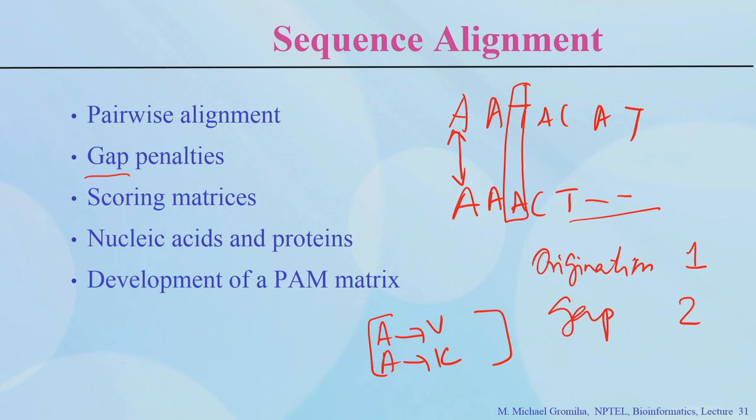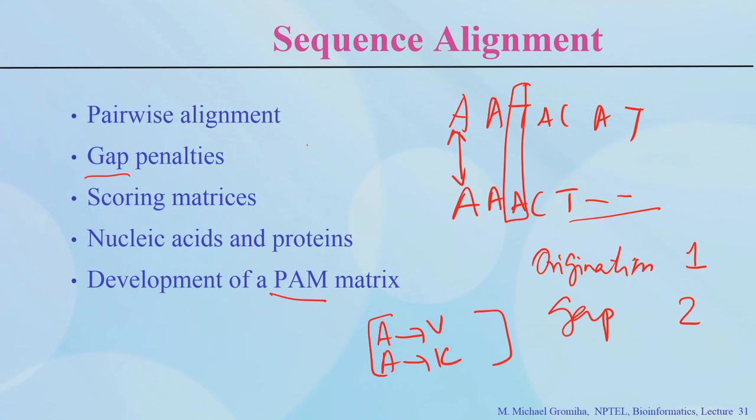PAM and BLOSUM. The PAM matrix and the BLOSUM matrix. What is the PAM matrix? Percent accepted mutation, or point accepted mutation matrix, right. So, how do we derive the PAM matrix? What are the various aspects we need to consider? First you see the frequency of these amino acids, the length of the sequences, and how each residue is mutated and which residue is mutated to which residue, right.